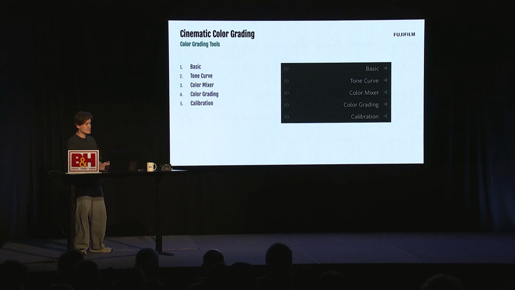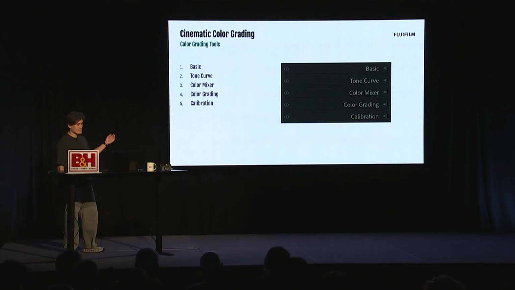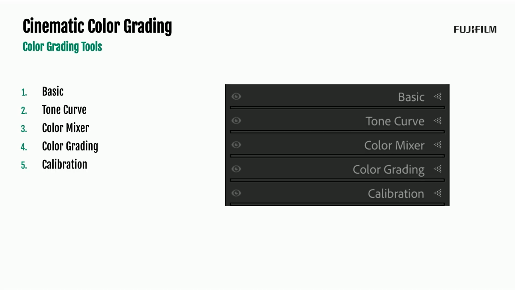So let's dive into the tools that I use in Lightroom. And if you are familiar with Lightroom, these are some of the 5 main ones. So the first one is the basic, and this is where you could find tools like white balance and tone. So this is how you could change your image from cool to warm, magenta to green.